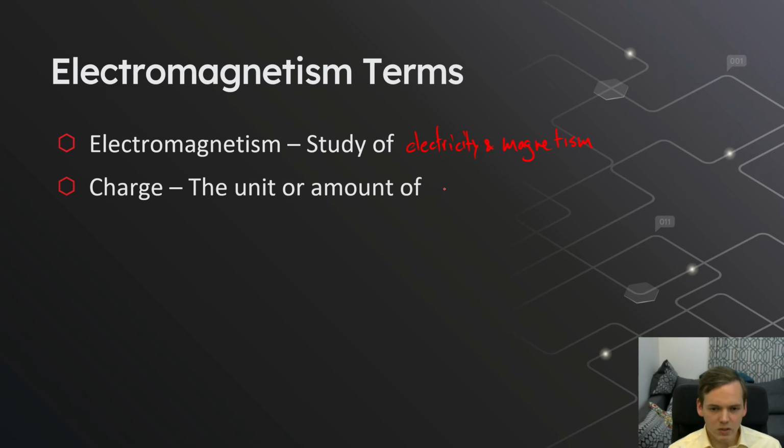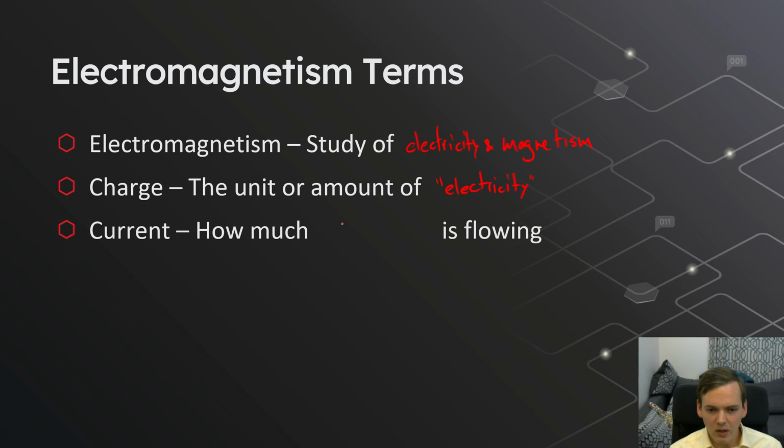Charge is the amount of, we'll say, electricity somewhere. This is a simplification, but when you think about electricity flowing through a wire, if there's a lot of electricity, that means there's a lot of charge, is what we'd say if we wanted to be more proper in our use of terminology.